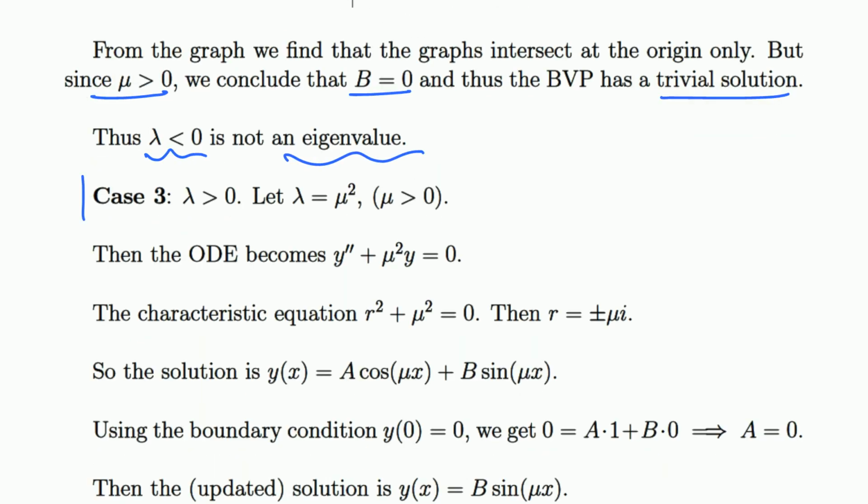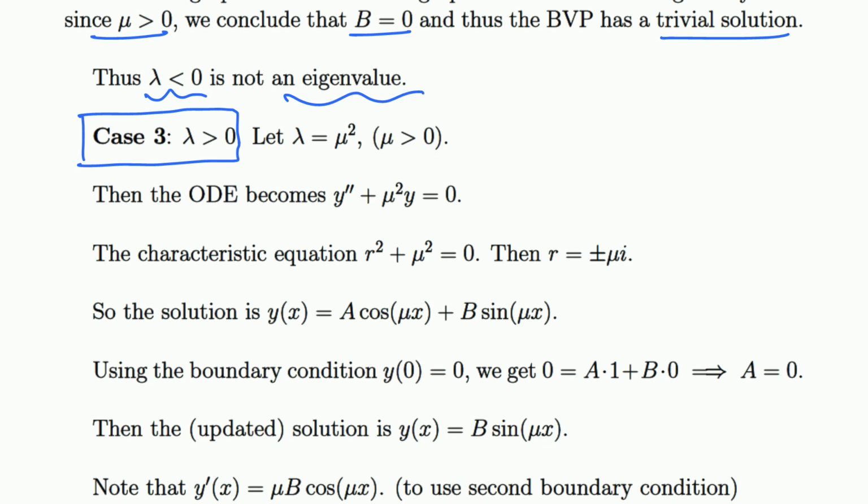Now case 3, we take lambda positive. To simplify our work, let's say lambda equals mu squared, where mu is positive. Then the ODE, that's y double prime plus lambda y equals 0, becomes y double prime plus mu squared y equals 0. So lambda is mu squared.